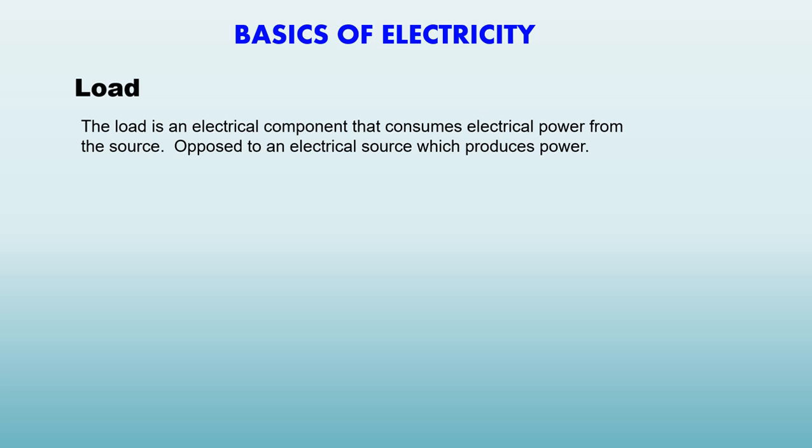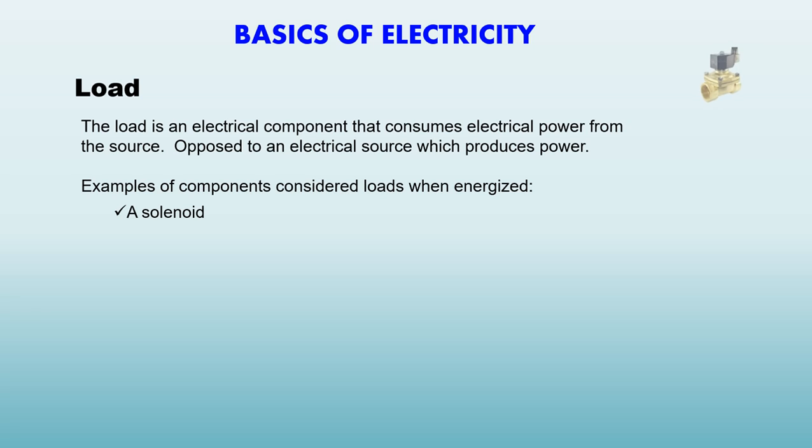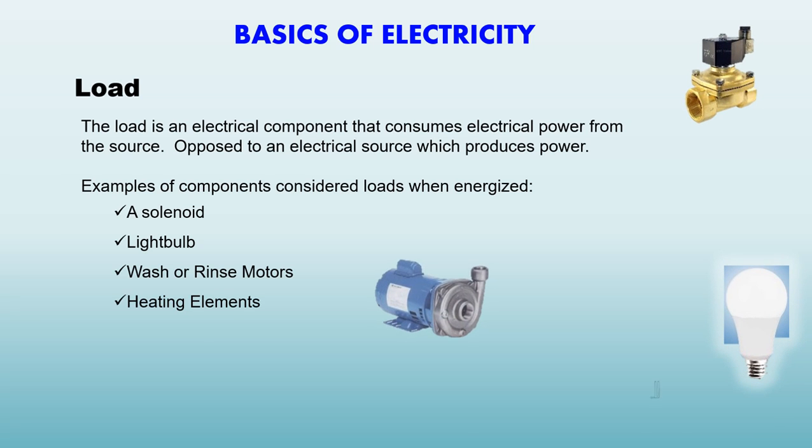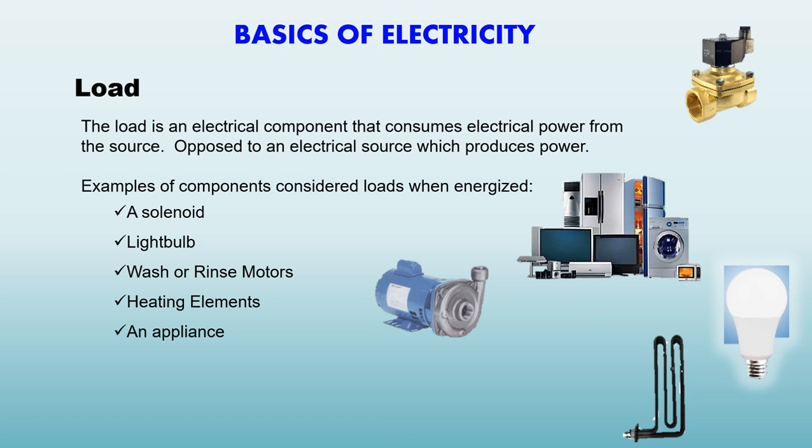The next part of understanding electricity is a load. The load is an electrical component that consumes electrical power from the source, as opposed to an electrical source which produces the power. Examples of components considered loads when energized: a solenoid, a light bulb, washer-rinse motors, heating elements, and appliances. Remember, a load is a device that's actually consuming the electricity.